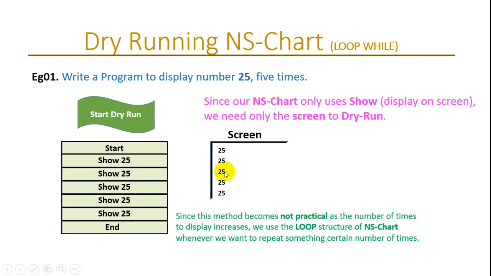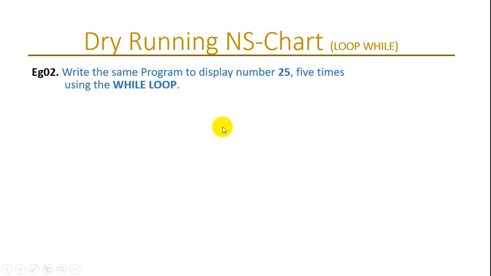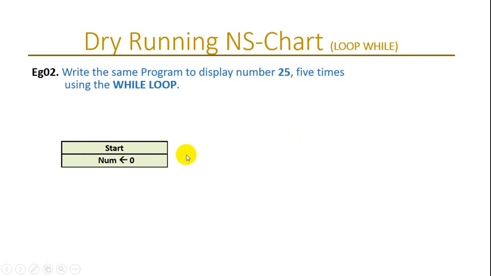Do the same thing using the loop structure and see. Okay, write the same program to display 5 times using the while loop. So we are going to use the while loop. So again, the start assignment. I will dry run this and explain to you all why we are doing all these things.